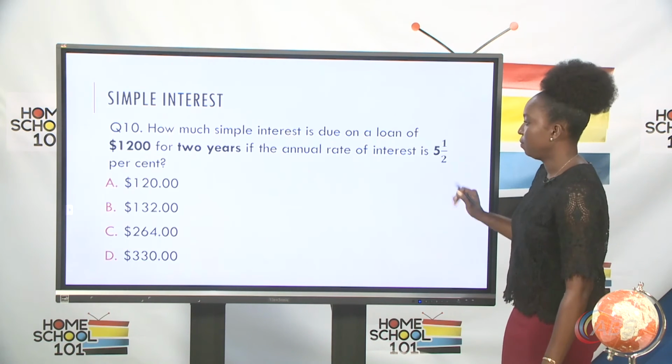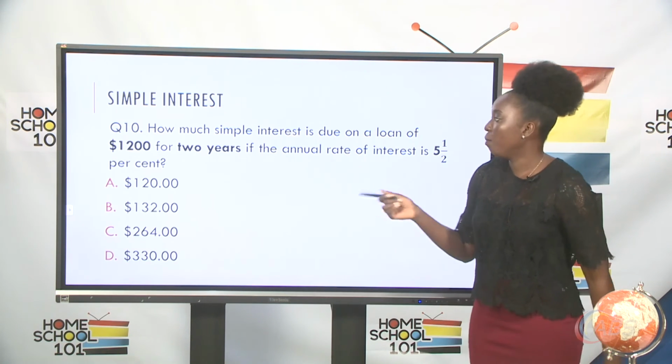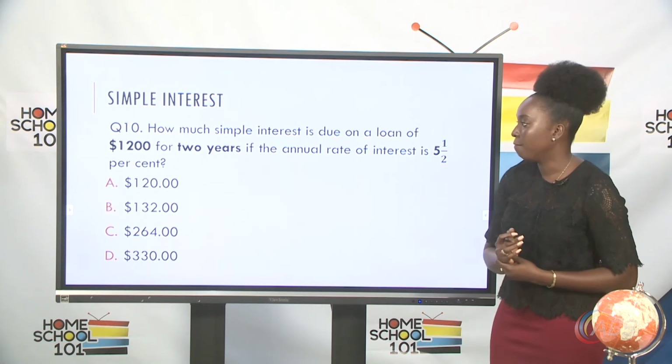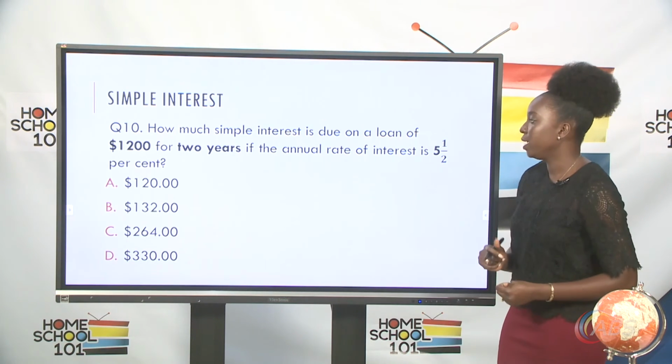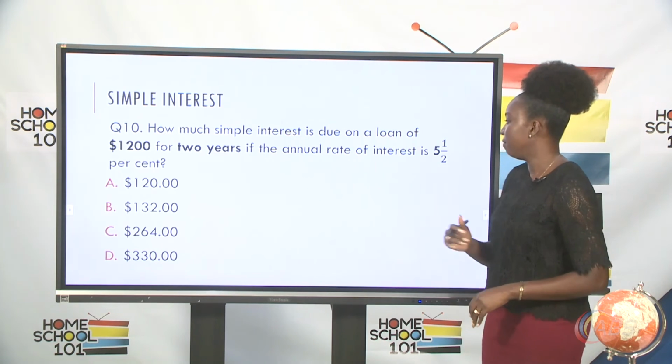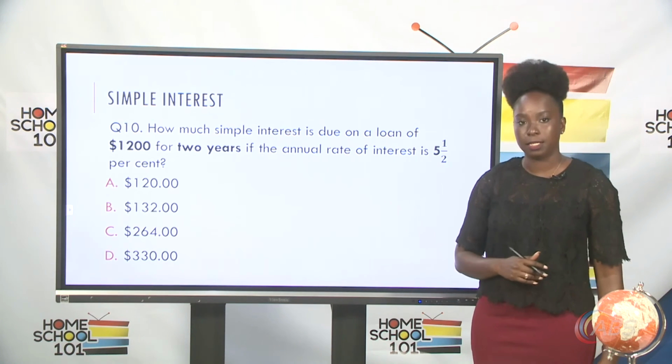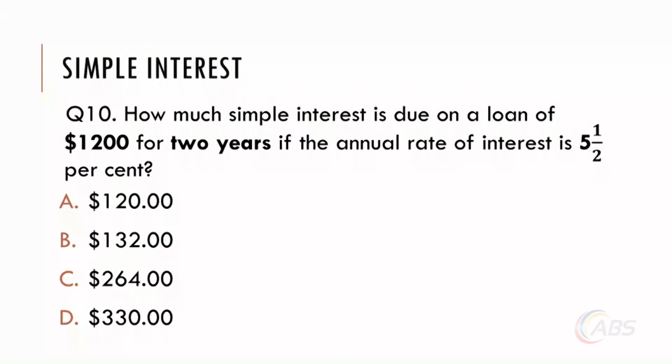Okay? Question 10. How much simple interest is due on a loan of $1,200 for 2 years if the annual rate of interest is 5.5%? Let's reread that. How much simple interest is due on a loan of $1,200 for 2 years if the annual rate of interest is 5.5%? Now we've looked at different relationships when it comes to 10%, and because we cannot use a calculator, we have to come up with different ways of, well, using a lot of mental math in order to solve these questions.